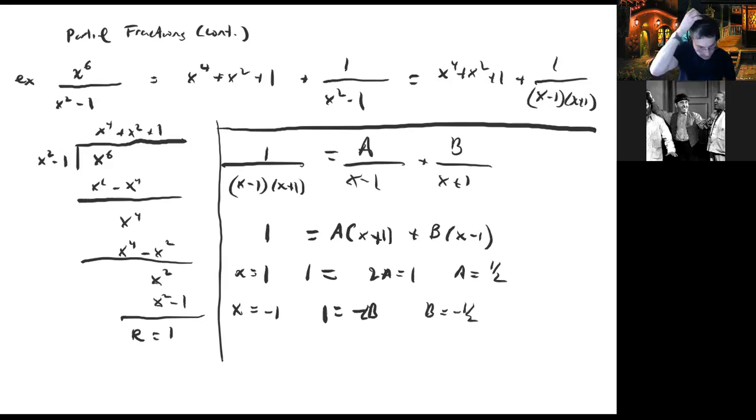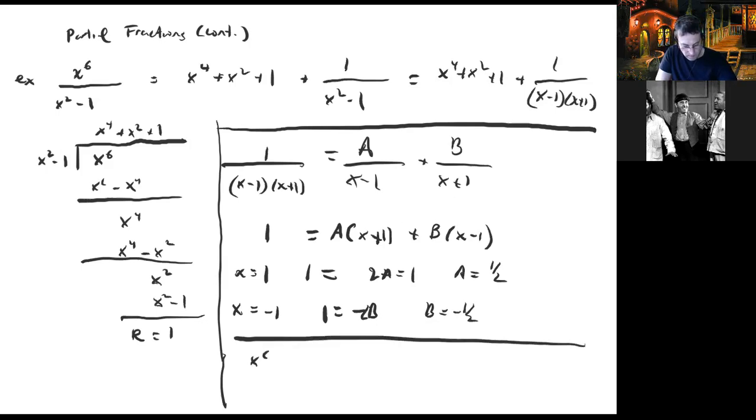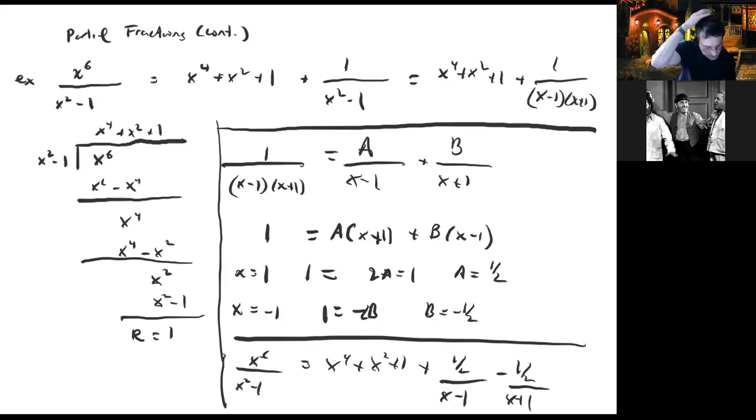Okay, so the upshot of this calculation is that x to the sixth over x squared minus 1 is given by x to the fourth plus x squared plus 1 plus a over x minus 1, but a is 1/2, so 1/2 over x minus 1 plus negative 1/2 over x plus 1. And if we wanted to integrate this, we could now. I'm not going to do that. That was just a warm-up problem to do the partial fraction expansion.